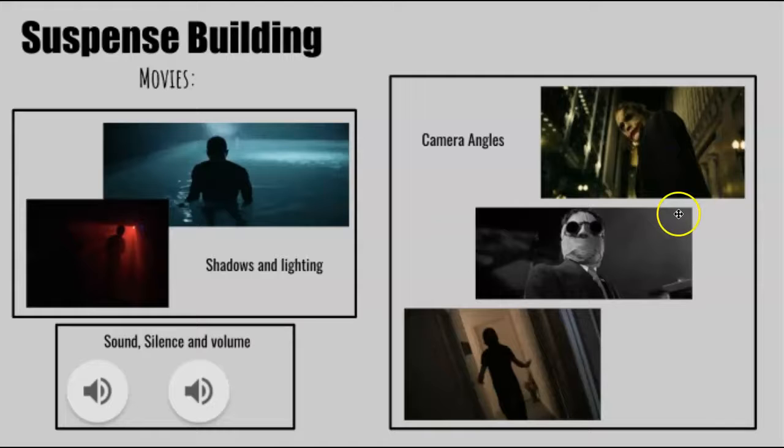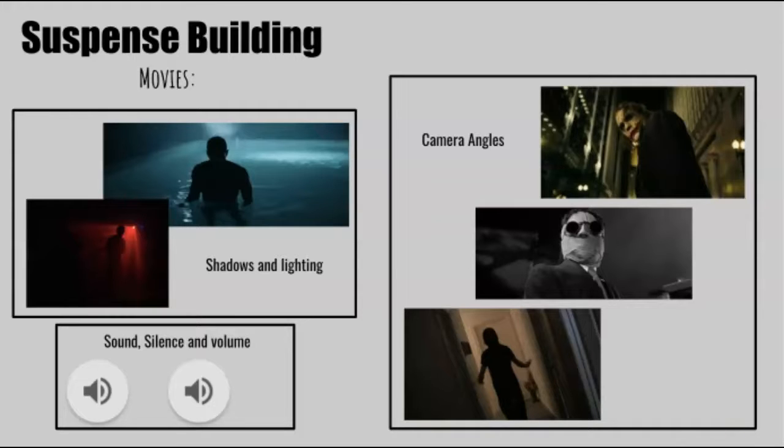These two on the top here, these are called low angle shots. And what this does is the camera is looking up at the villain. This often gives them this sense of power or intimidation. This bottom one here is called a tilted angle, and this creates a disoriented sort of feel, or it can also create an unsettling effect.